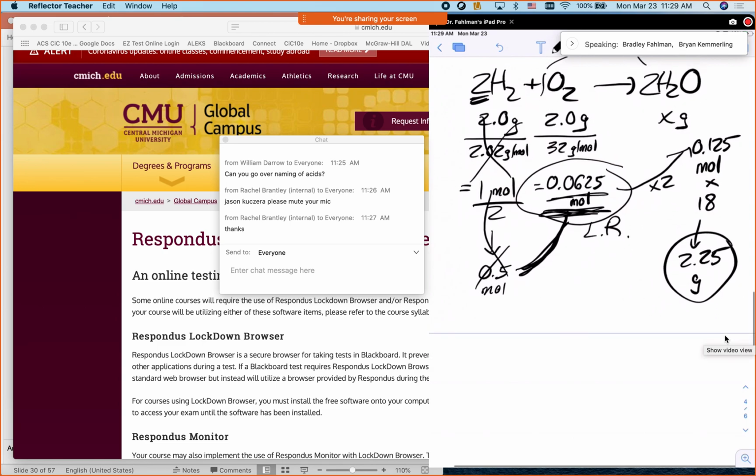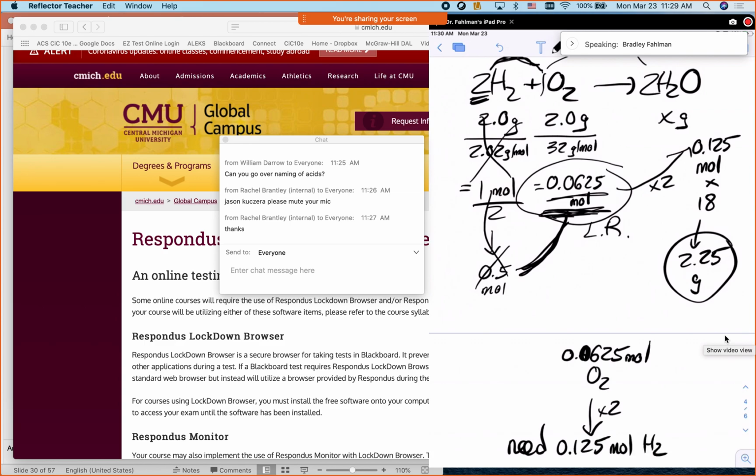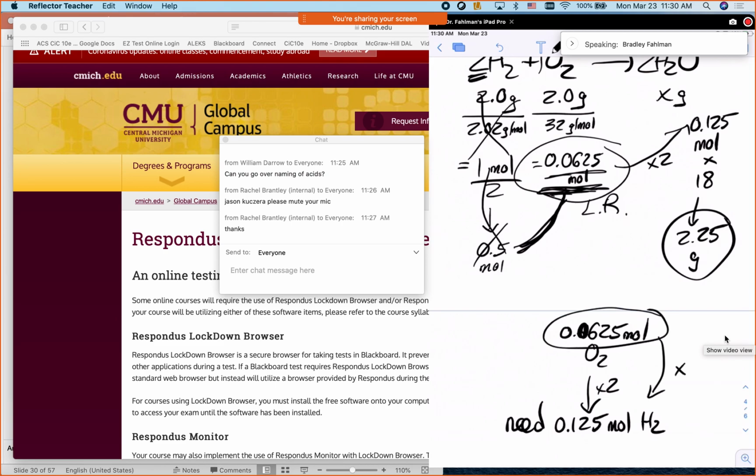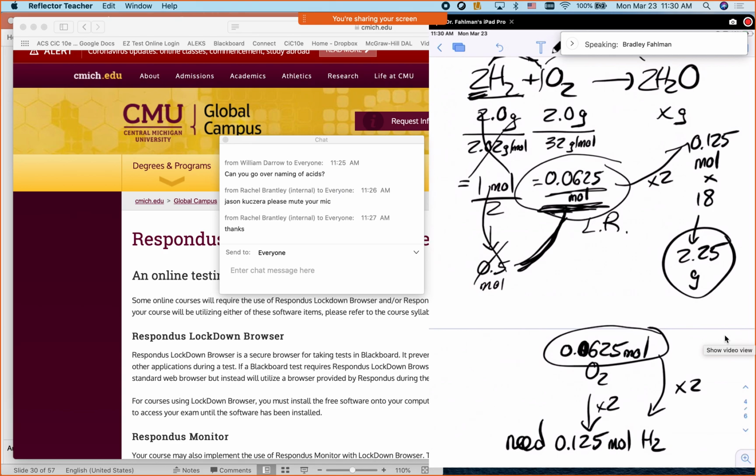Okay, and so now, what if it asked how much hydrogen is left over? For that one, the way I like to do it is to look at it on a ratio basis instead of that apples to apples comparison way. I would look at it where you have 0.0625 moles of oxygen. Since it's a 1 to 2 for oxygen and hydrogen, that means that you need 0.125 moles of hydrogen. Okay, so did everybody see that? I just multiplied this by 2, and that gave me how many moles of hydrogen you needed.